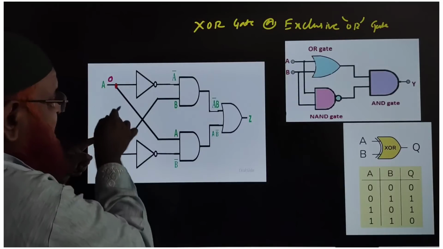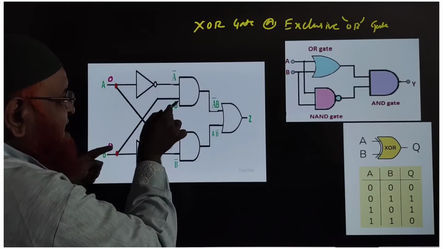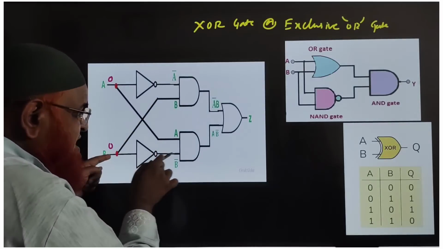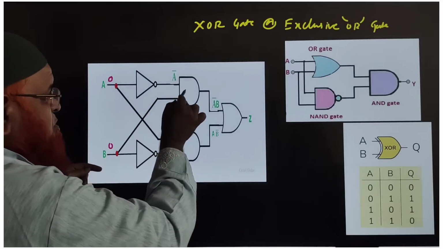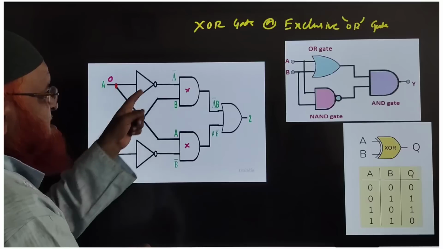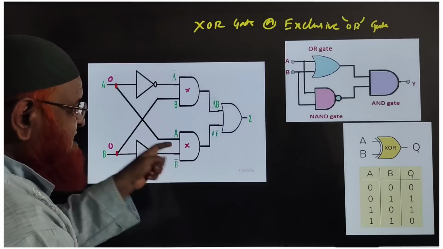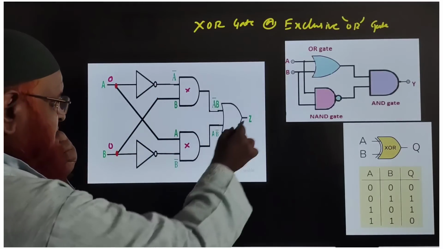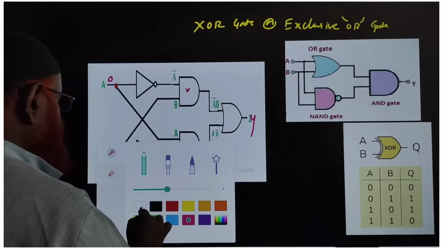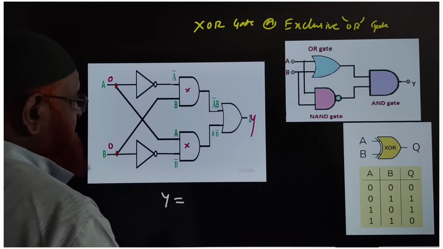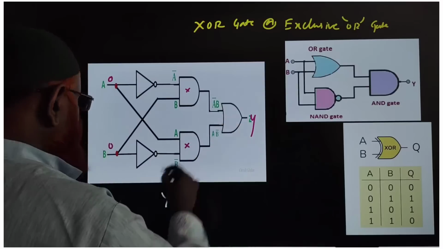So here A is connected directly, here B is connected directly, but A is through NOT, here B is through NOT, and this is said to be the multiplication operation, meaning A bar into B, this is A into B bar. Understood? And this is said to be the output. What is the output here? Which gate is this? Addition operation. What does it do?